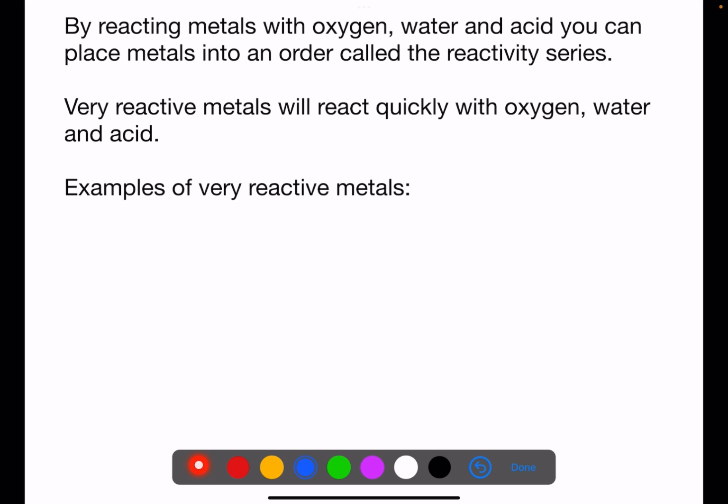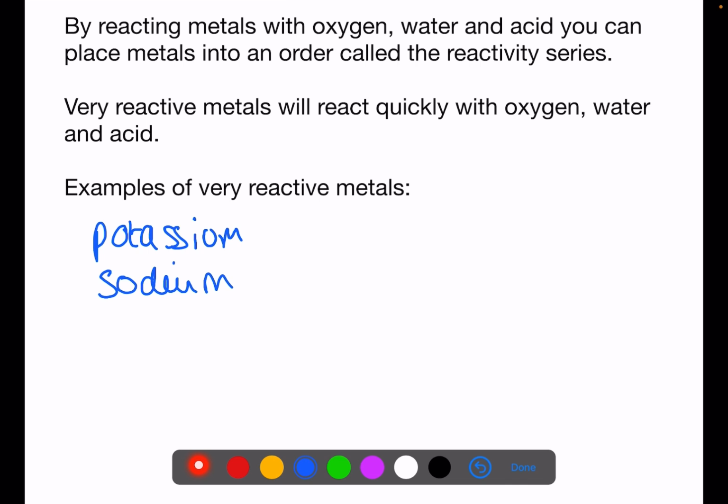By reacting metals with oxygen, water and acid, you can place them into an order that we call the reactivity series. Very reactive metals will react very quickly with oxygen, water and acid. Here are some examples of very reactive metals. Potassium: if you put potassium into cold water, then it will burn with a lilac flame. Sodium: if you add sodium to cold water, it will fizz around on the surface of the water very quickly, as will lithium. If you add calcium to cold water, it will sink to the bottom of the water, but it will very quickly give off gas.